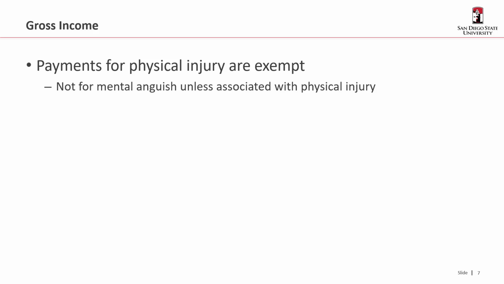So when you receive payments for physical injury, those are also exempt. So if you were hurt in an accident and your leg was broken or whatever, and you sued and received a payment that was meant to cover your physical injury, that is in fact exempt. And that doesn't necessarily mean the amount that you spent on medical expenses. It truly means the amount that the settlement attributes to physical injury. Generally not for mental anguish unless the mental anguish stems from the physical injury itself.